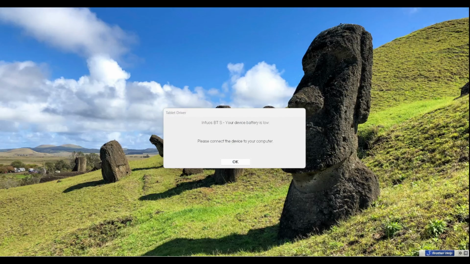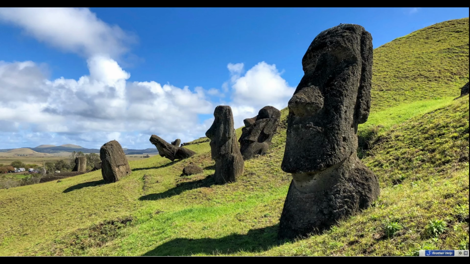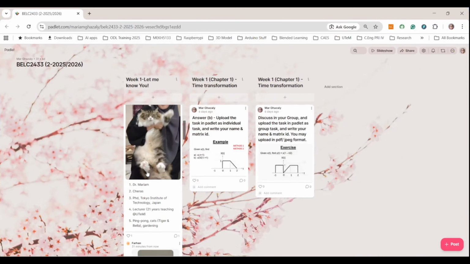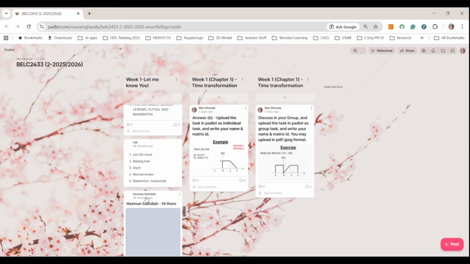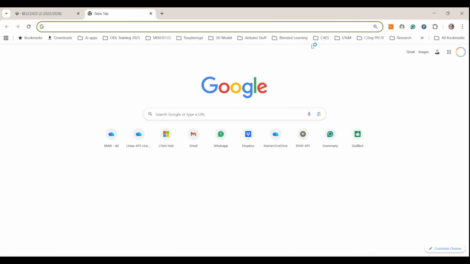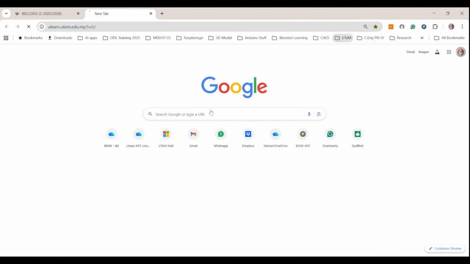Okay, so any question? Oh, low battery. Any question? Okay, don't forget this one. Please update it because I want to see your faces. And don't forget in Ulearn. Oh, where's Ulearn? Ulearn is already closed just now. In Ulearn.